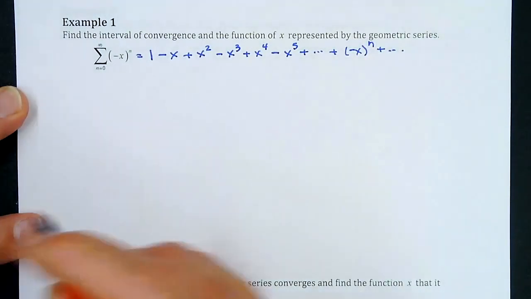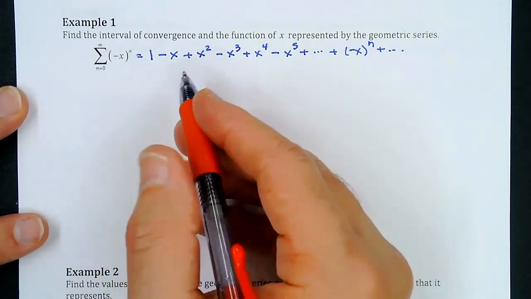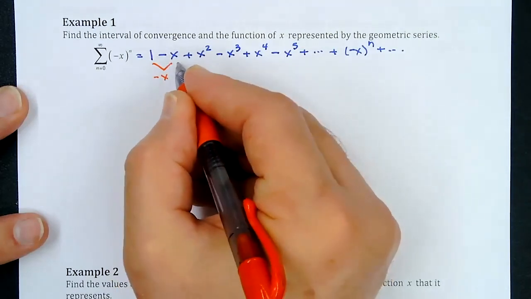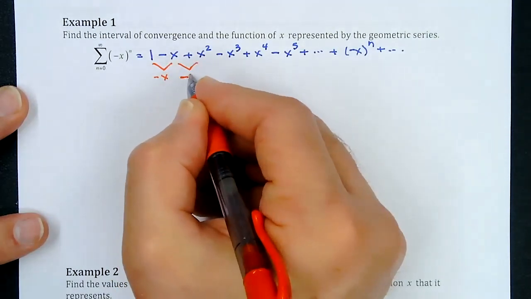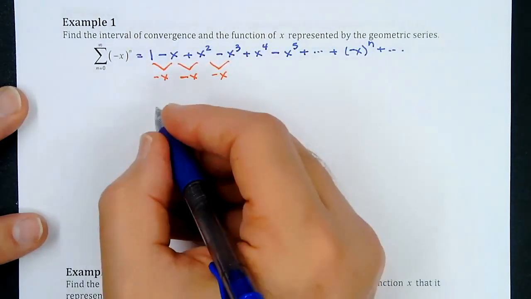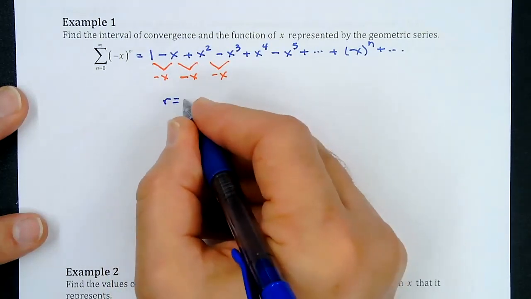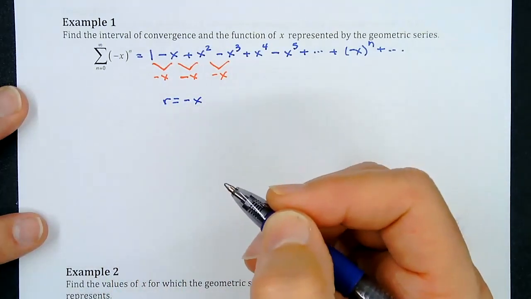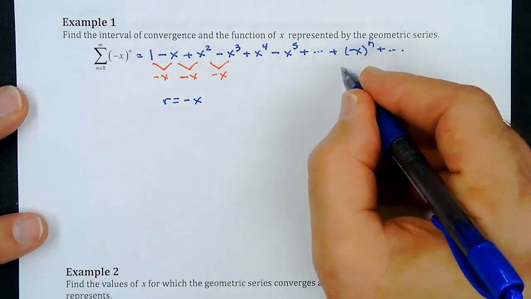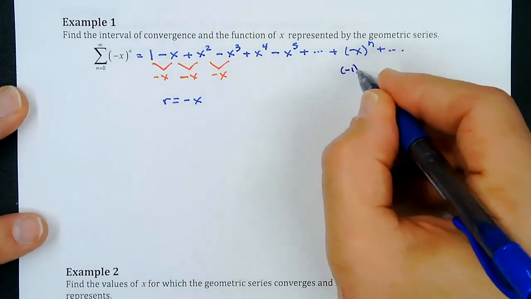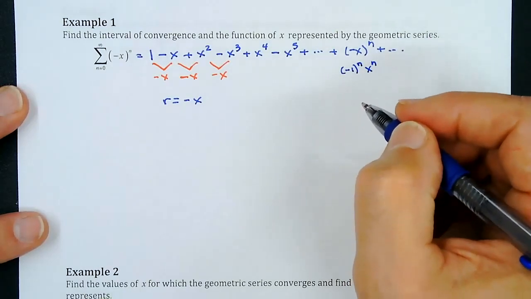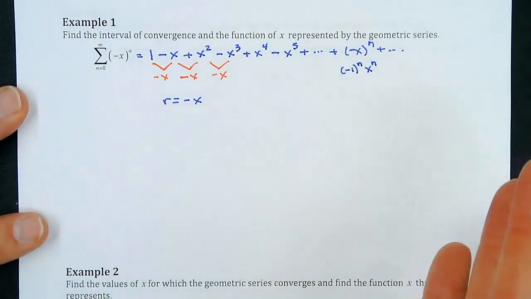So we start taking a look at this. How can I go from one term to the next? Well, I'm multiplying by negative x each time to get the next term. So what does that mean? That means my r is negative x. Now, one way you could also write this is as (negative 1) to the n times x to the n. That's an alternative way of writing this. So we should recognize this is just like a geometric series.